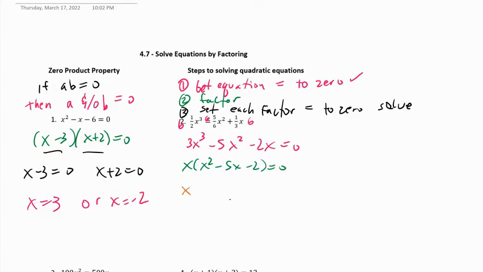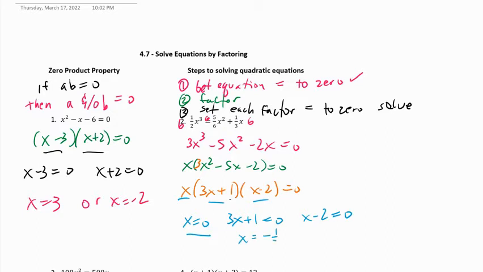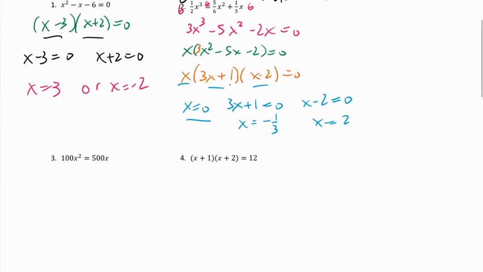That trinomial factors to, should be left out the 3. That factors to 3x plus 1 and x minus 2. So now I got 1, 2, 3 factors that are being multiplied together. So if any one of them equals 0, the whole thing is 0. So I can say x equals 0, 3x plus 1 is equal to 0, or x minus 2 is equal to 0. So x equals 0, x equals a negative 1/3, or x equals 2. Those would be the answers that would give my equation to be true.